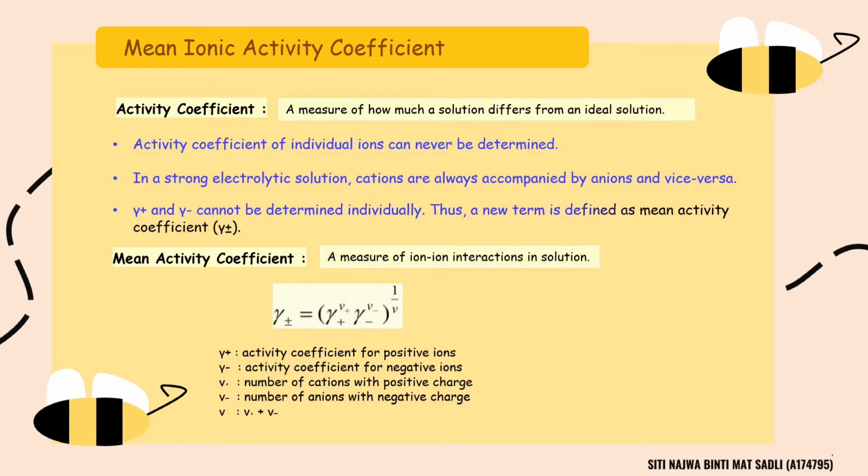Thus, a new term is defined as the mean activity coefficient. The symbol is gamma plus minus. Mean activity coefficient is a measure of ion-ion interactions in solution. The equation is this, where nu plus is the number of cations with positive charge and nu minus is the number of anions with negative charge, while nu is the sum of nu plus and nu minus.